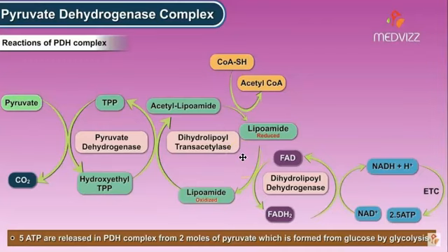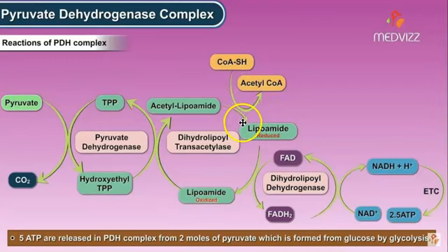So moving through this complex, let's see. So firstly, pyruvate dehydrogenase with TPP as coenzyme decarboxylates pyruvate. So we get CO2 pushing off, and then we'll have hydroxyethyl TPP. And then the dihydrolipoyl transacetylase catalyzes the conversion of hydroxyethyl TPP. Then we get acetyl lipoamide. And then that transfers the acetyl group to coenzyme A to produce acetyl CoA, seen here.